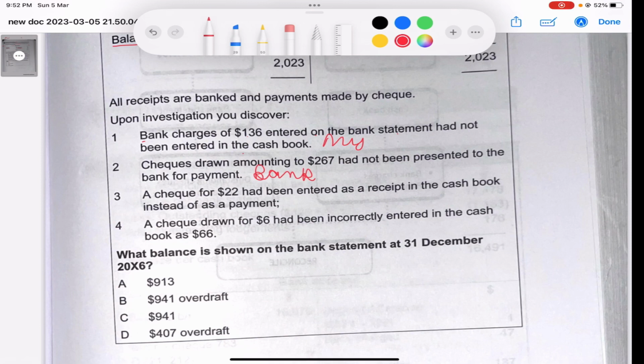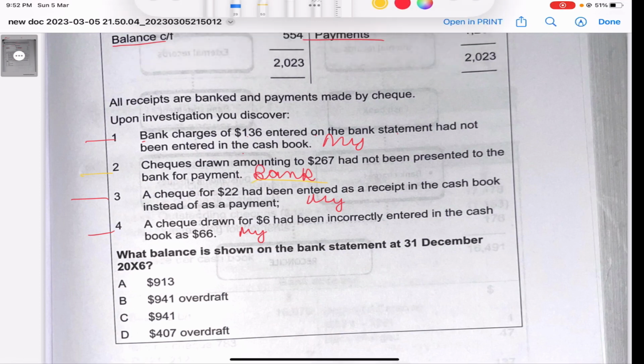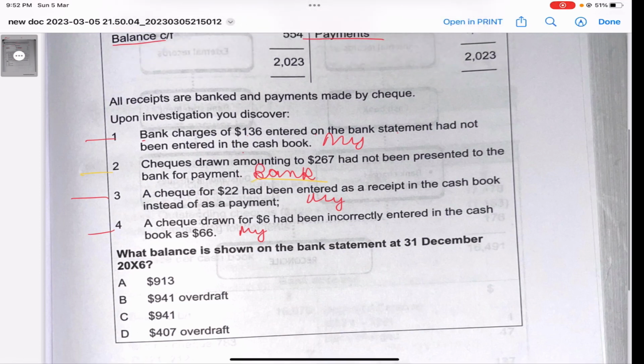A check for $22 had been entered as a receipt in the cash book instead of a payment. Whose fault is this? My fault. A check drawn for 6 has been incorrectly entered in the cash book as 66. Whose fault? My fault. So these three are my fault and this is the bank's fault. So we need to rectify it as it is.